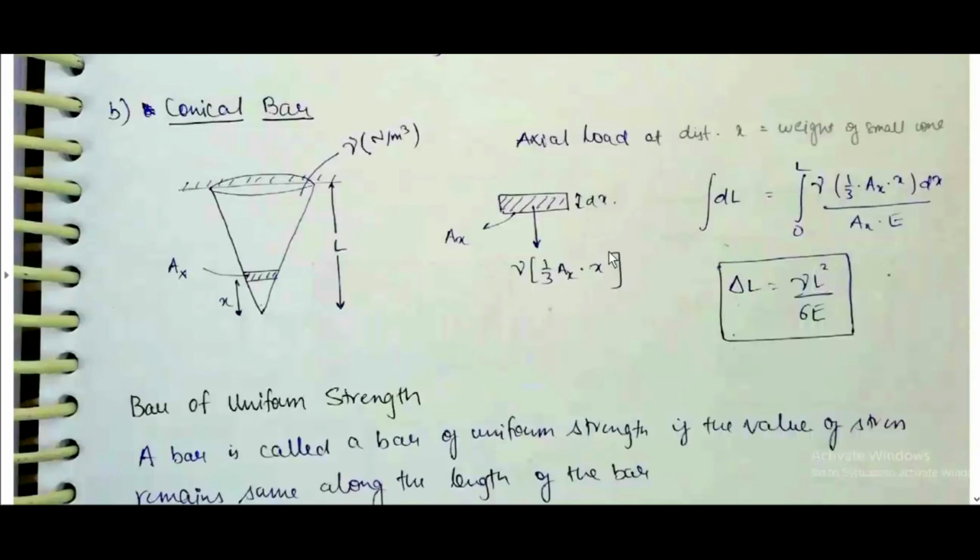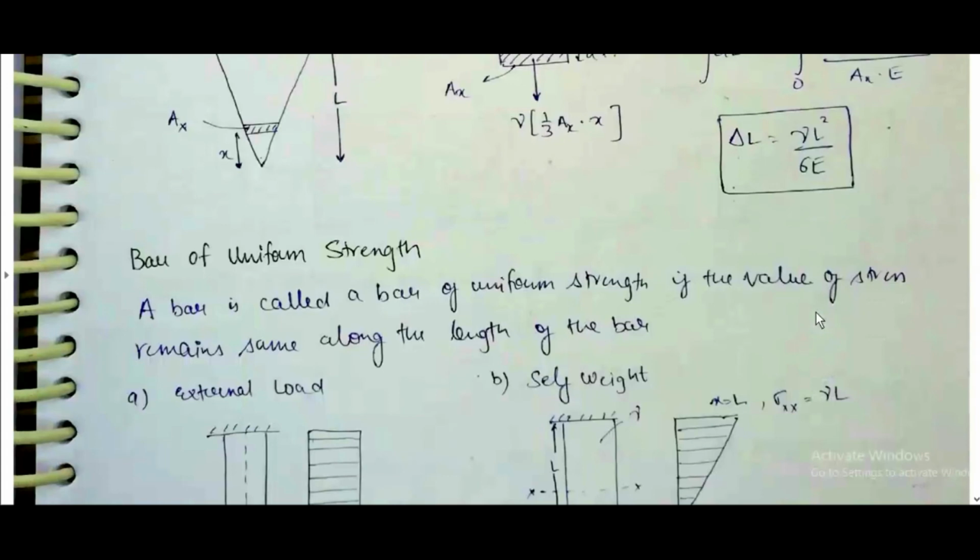Okay, now for the conical bar, the axial load at distance x is equal to the weight of the small cone. Integral delta L is equal to the integral from 0 to L of gamma into 1 by 3 ax into x, that is the volume of this part at a distance x from the tip, dx by ax into E. Delta L is equal to gamma L square by 6E.